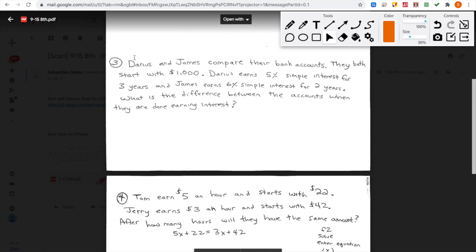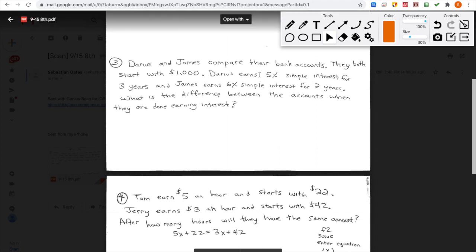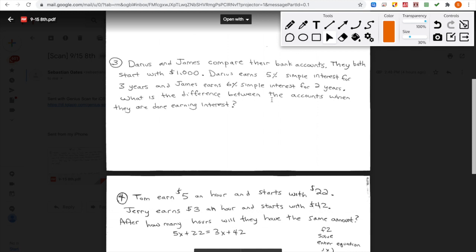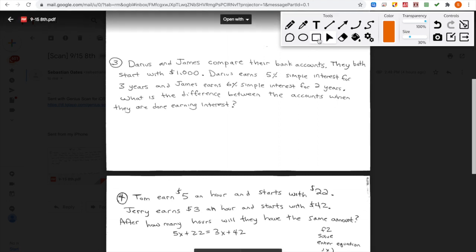So number 3, Darius and James compare their bank accounts. They both start with $1,000. So that's going to be your principal for both formulas you're going to use. Darius earns 5% simple interest for 3 years, and James earns 6% simple interest for 2 years. What is the difference between the accounts when they are done earning interest? So what you're going to do is find the total amount for each account, and then difference is telling you to subtract those accounts.